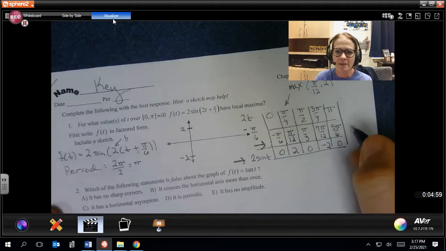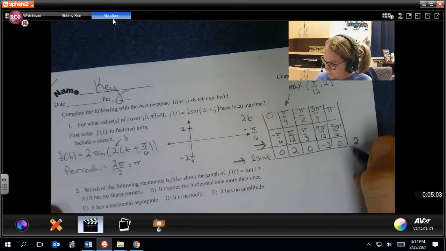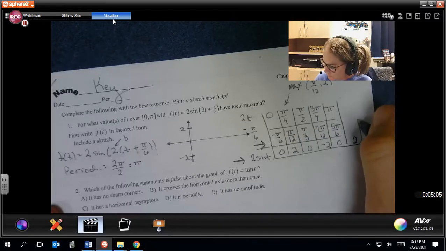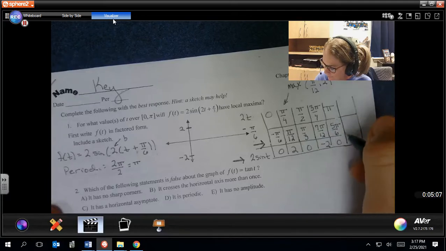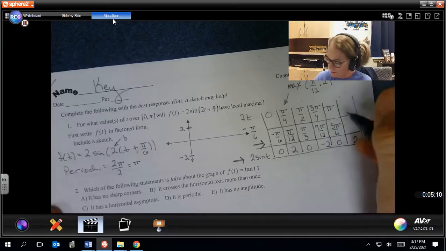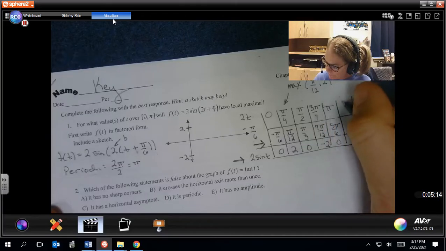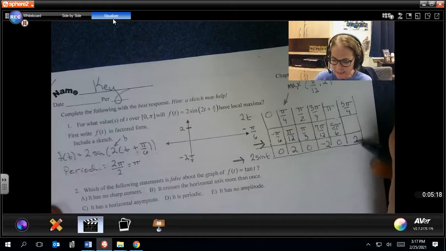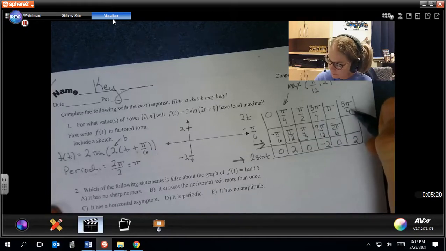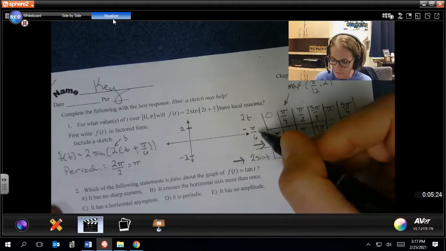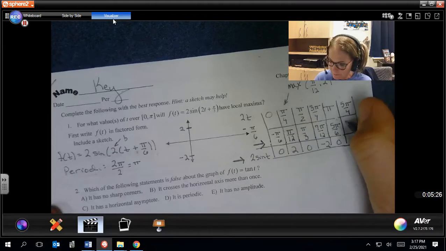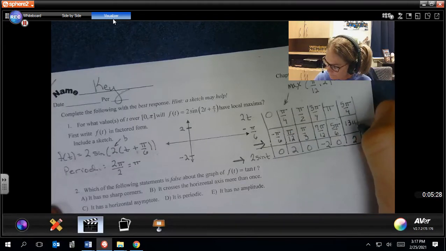So am I going to reach another max here? This is going to be a 2. So I just need to make sure that I want to go one more spot over here. If I went one more pi over 4, that would be 5 pi over 4, which would be at 2. And if I take that 5 pi over 4 and back it up by that pi over 6 here, I'm going to be at 13 pi over 12.